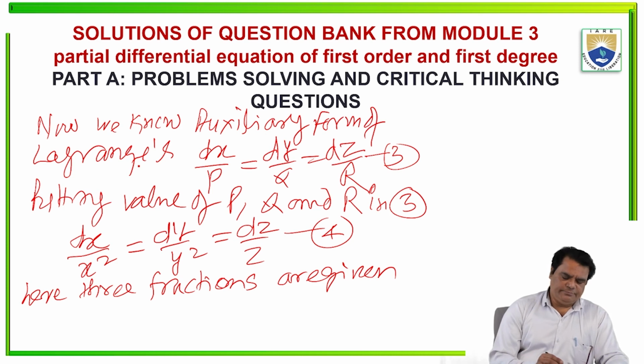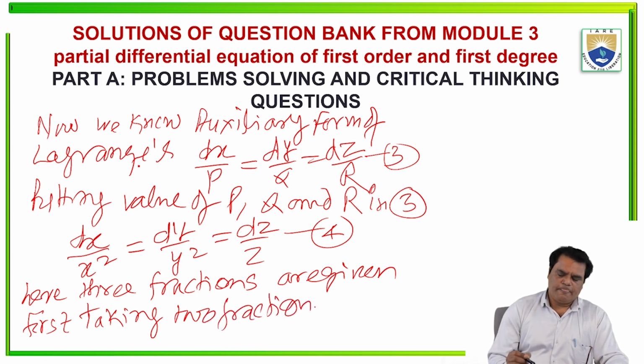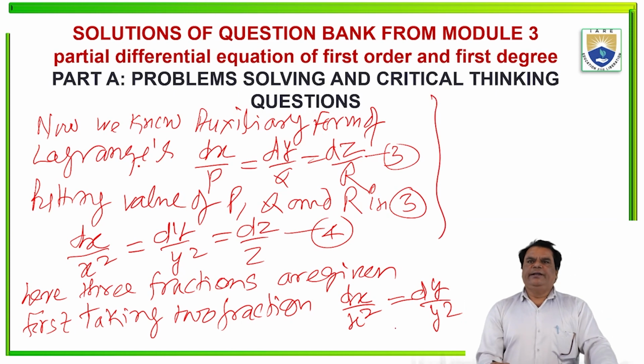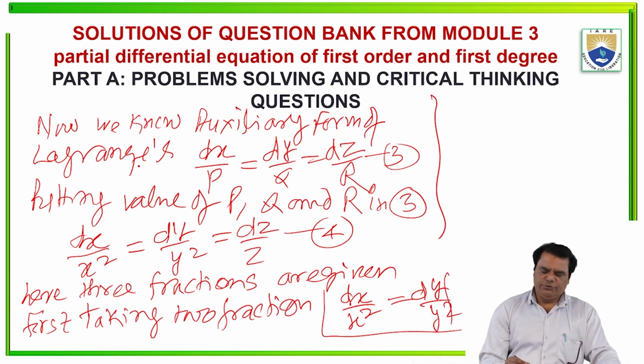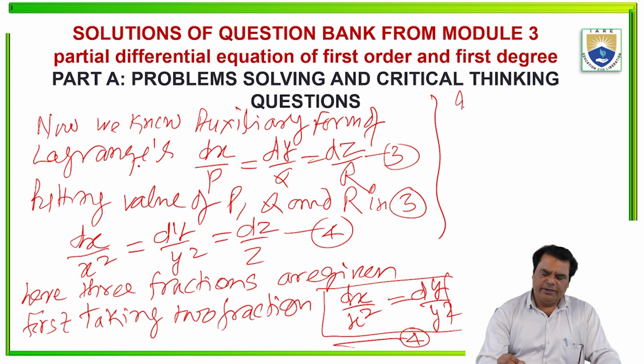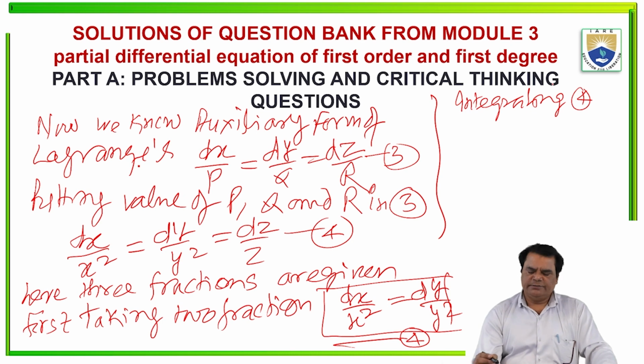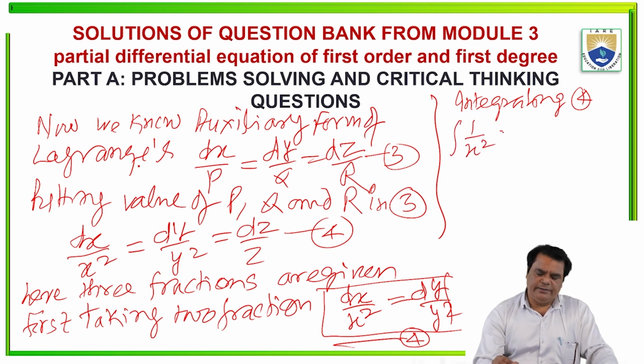So, taking 2 fractions first: dx upon x square equal to dy upon y square. Now integrating equation 4 on both sides, integration of 1 upon x square dx and 1 upon y square dy.